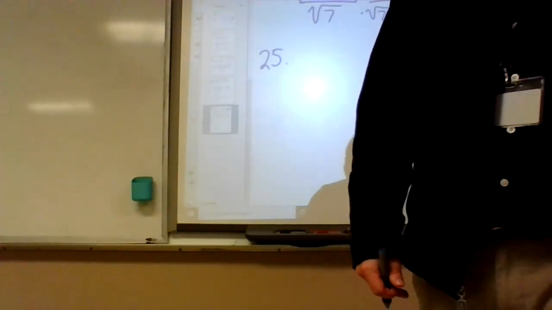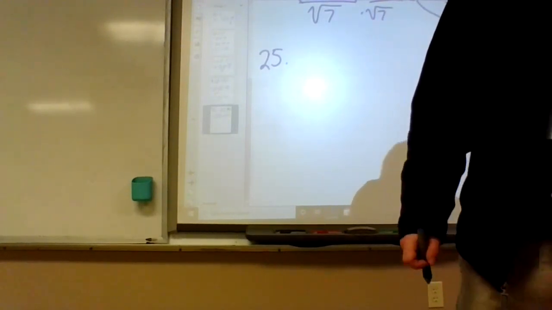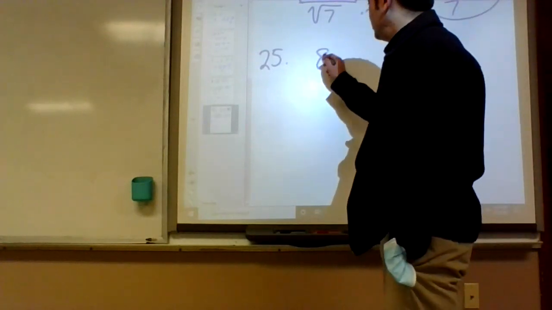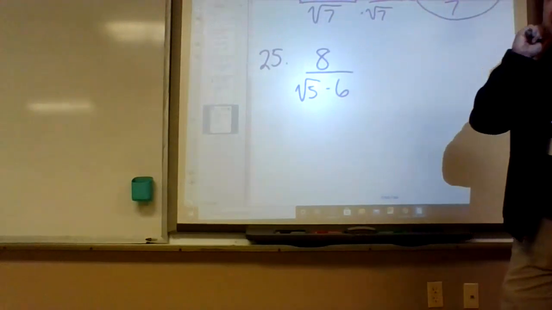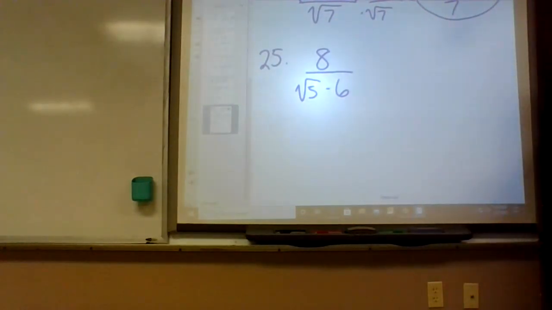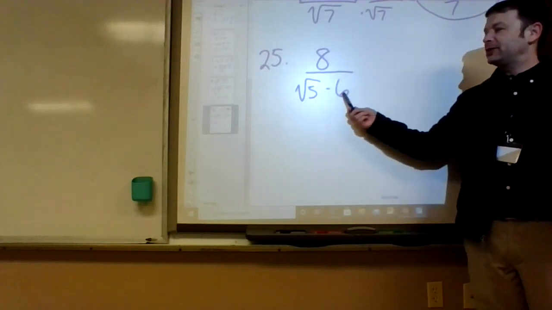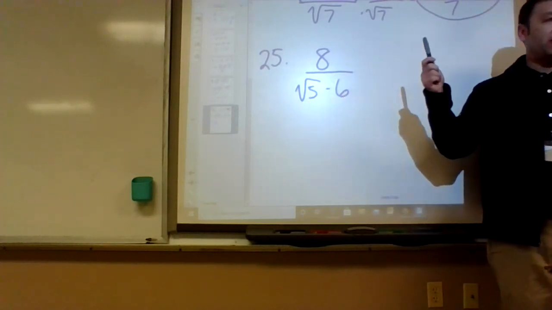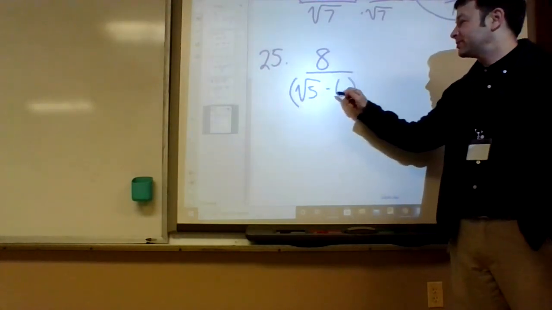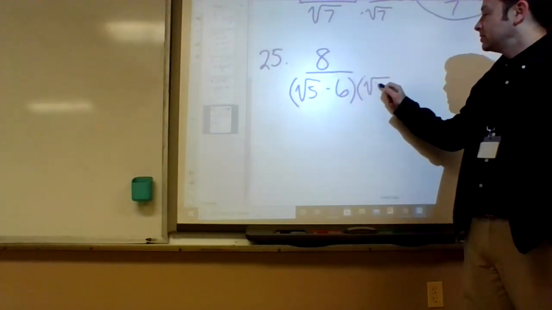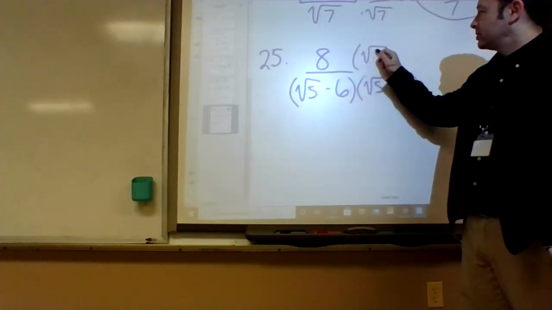Number 25, okay, this is the first one of this kind. Square root of 5 minus 6. When you have 2 terms, you can't just multiply by square root of 5. If I multiply by square root of 5, that would turn into a 5, but that would turn into a 6 square root of 5, so I'd still have a square root on the bottom. So what you have to do when there's 2 terms like that is multiply by its conjugate, square root of 5 plus 6. And the top, square root of 5 plus 6.